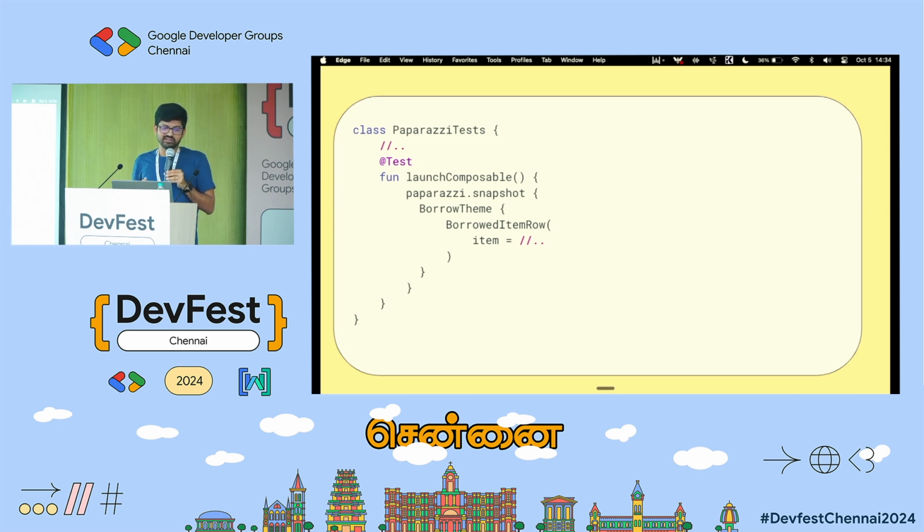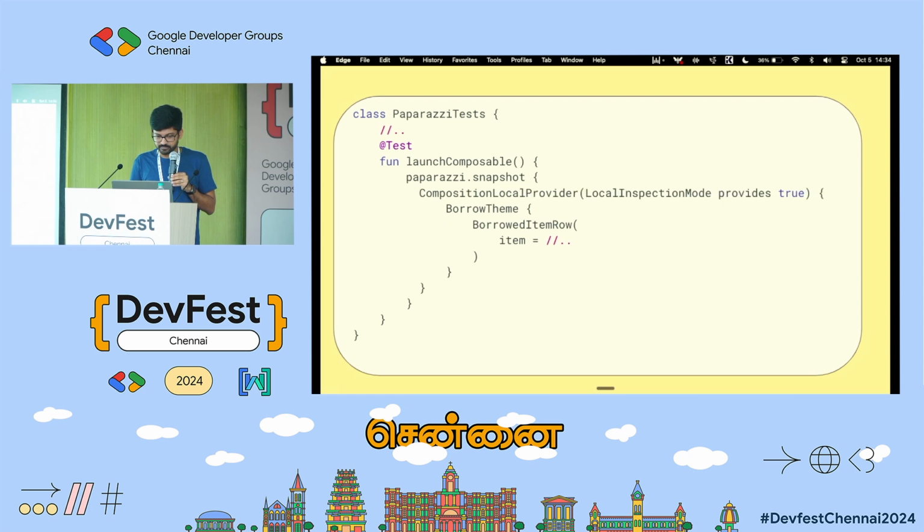Then I just write a small unit test method. Using the same Paparazzi rule, I'm taking a snapshot of a composable. In this case, I'm using the borrow theme, again because I need the dark theme from my theme, and I'm inflating it with a composable. If you want to bypass the fact that Paparazzi tries to emulate production, you can again use a composition local provider and override the local inspection mode to be true. That again depends on what you want to achieve in your tests.